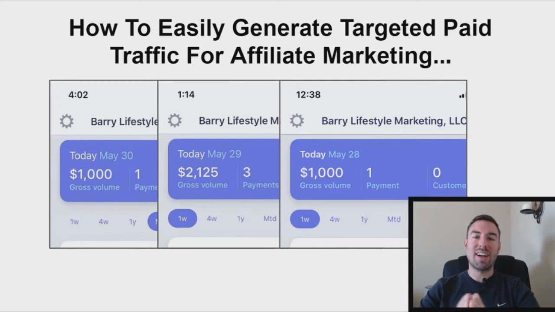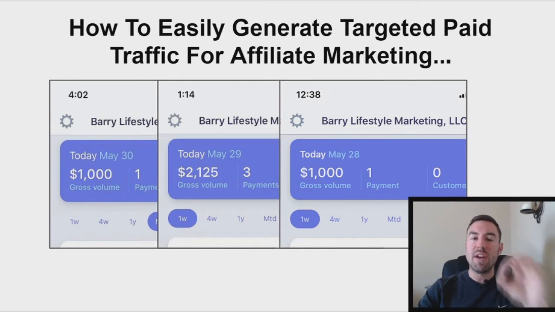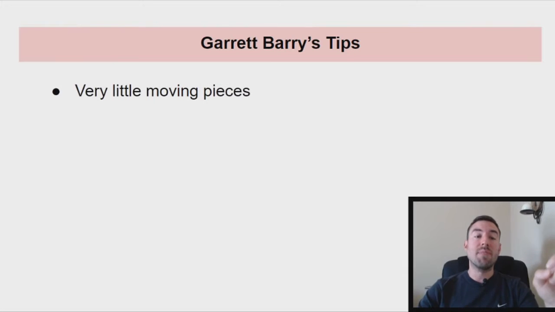Garrett here. Inside this video, what I want to teach you is how to easily generate targeted paid traffic for affiliate marketing. Now, you can see some of the results on the screen of what I've been able to generate, making $1,000 or $2,000 a day online with affiliate marketing. And what I'm going to do is break down a very, very powerful yet simple method that you can use to generate paid traffic. Now, this method has very little moving pieces.